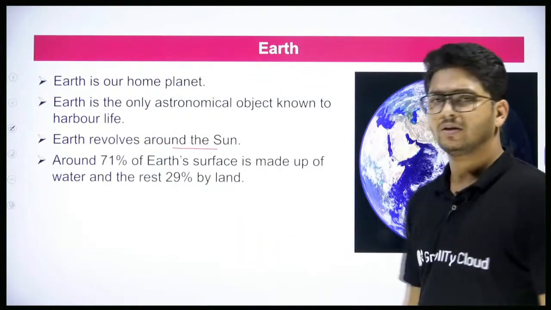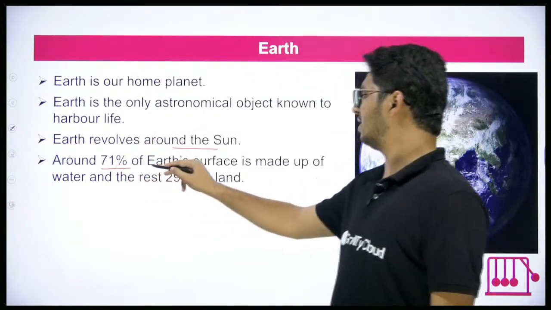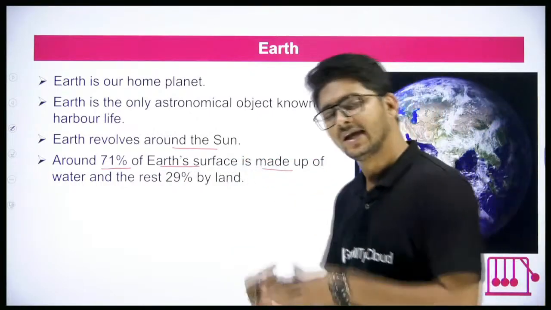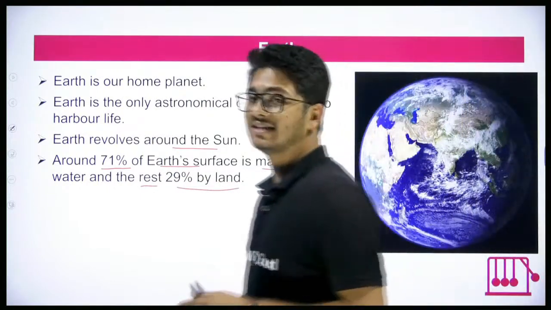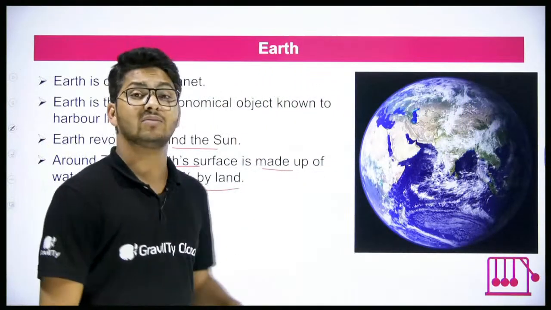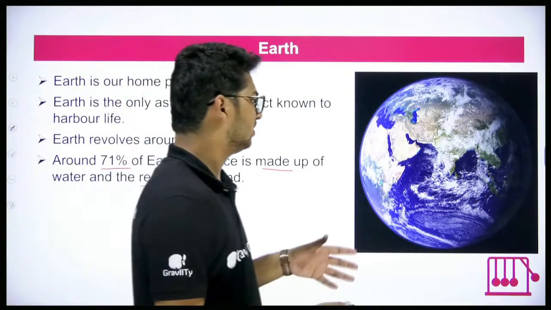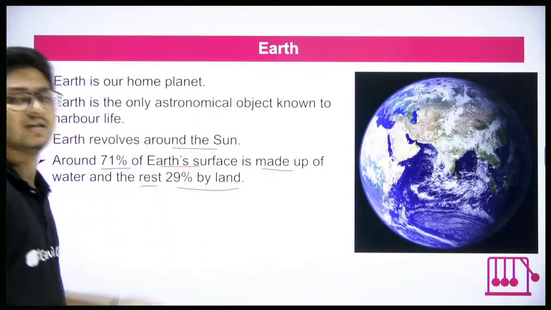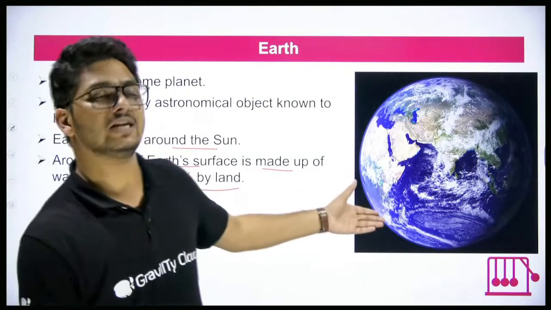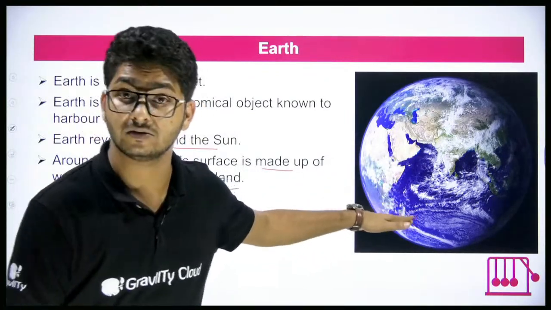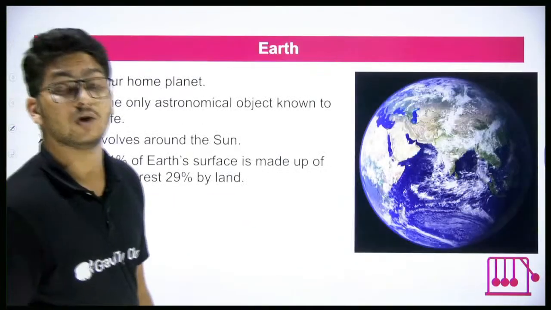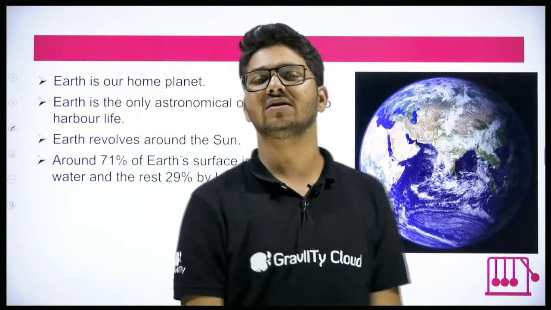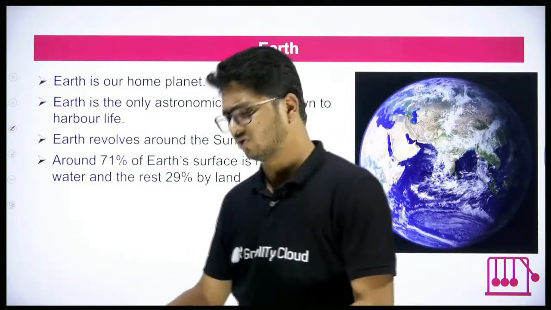Very simple point. And around 71% of the Earth's surface is covered with water, and the rest 29% by land. That is the reason why when you look at the images of Earth from space, you can see most of it is blue. The blue represents ocean, and ocean obviously is made up of water. So 71% of the Earth's surface is water, the rest 29% the land.